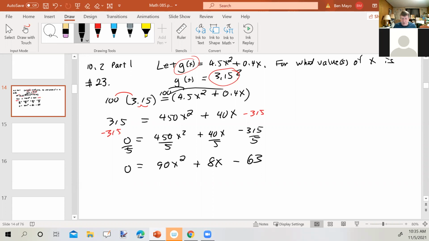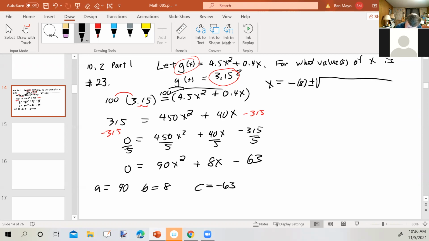So now I've got my equation. It's in standard form. There are no decimals. I've reduced it down. Unless I've made some mistakes, I'm ready to go. So A is 90, B is 8, and C is negative 63. So x equals negative b plus or minus the square root of b squared minus 4ac, all over 2a.